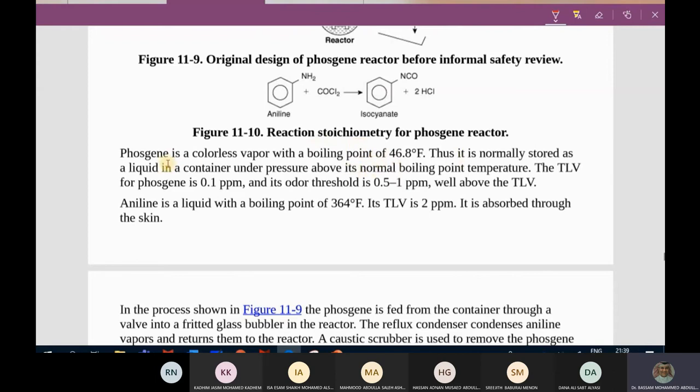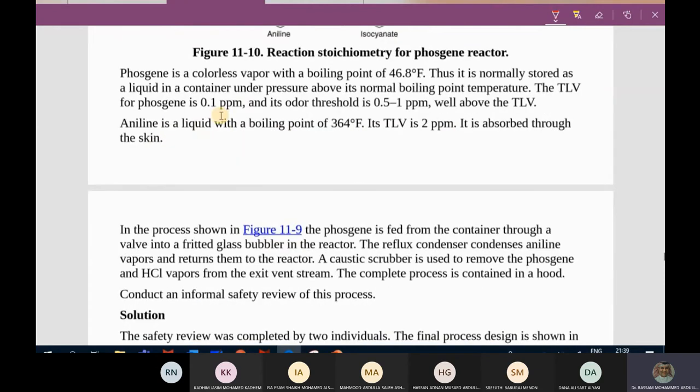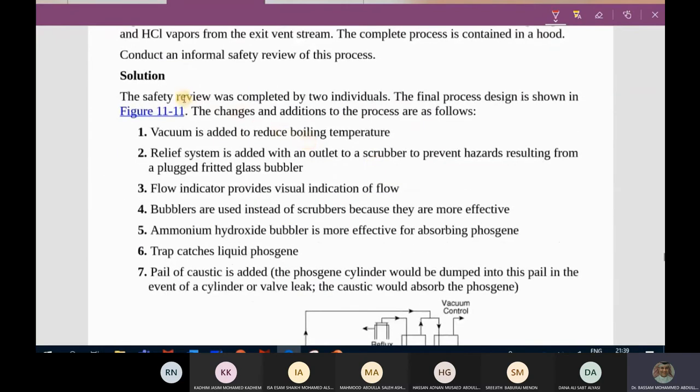Okay, and there is some information that phosgene is colorless. It has a very low boiling point, as you can see here. The threshold limit value for phosgene is 0.1 ppm, so we should consider that no one is going to be exposed to that, and how long he can be exposed to it. Aniline is also dangerous, and it has 2 ppm, and so on.